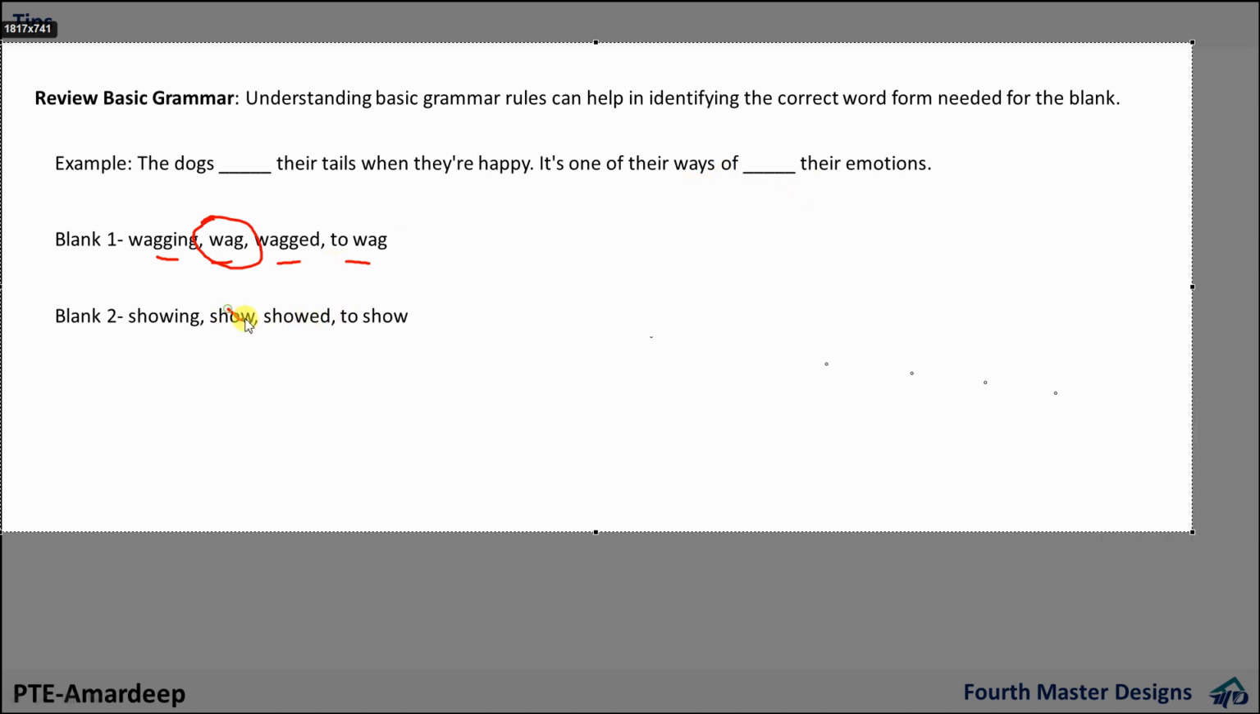Of show, no way. Of showed, no way. They are talking about present simple. Of and to, no way. I can eliminate these. Of showing. With of, you will do what? You will go with showing only.